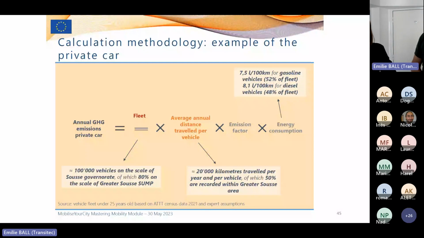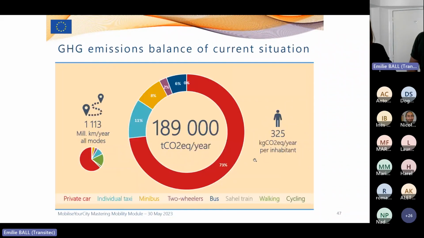Emissions factors are already entered in the Mobilize Your City tool, so you don't have to enter them yourself. And then you have the energy consumption. Our fleet in Greater Sousse area was basically made of gasoline vehicles and diesel vehicles. We had really few electric vehicles in our perimeter. So we had almost 50% of gasoline vehicles and 50% of diesel vehicles. So that's the methodology. So here are the data that you have to enter and try to determine before entering it in the Mobilize Your City tool.